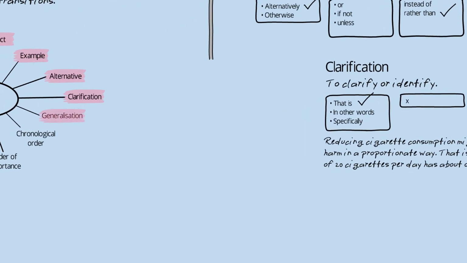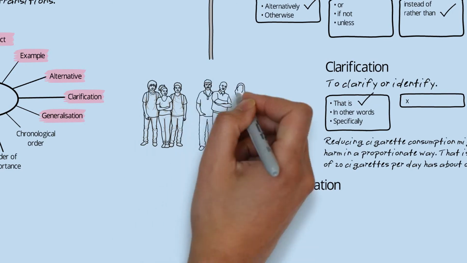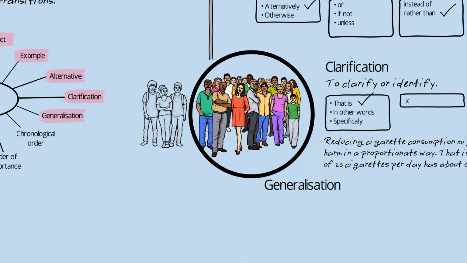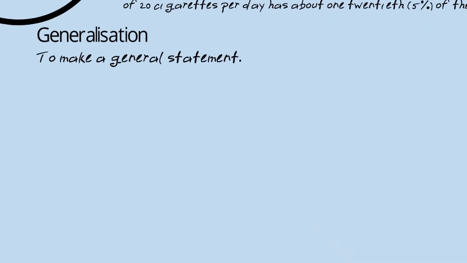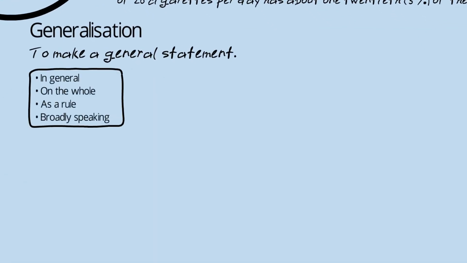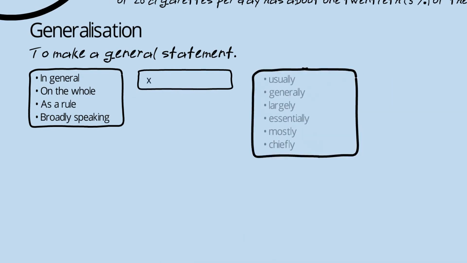Next, signals for generalisation. So these are used to generalise or to make a general statement. So sentence connectors: in general, on the whole, as a rule, broadly speaking. No clause connectors. For other words or phrases, there are various adverbs which are used to generalise: usually, generally, largely, and so on.